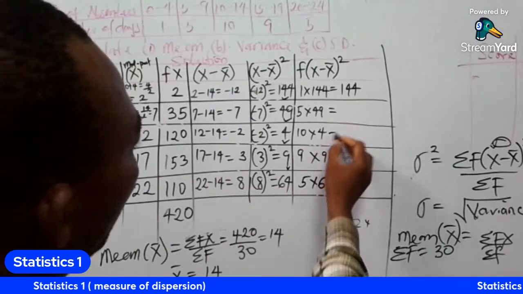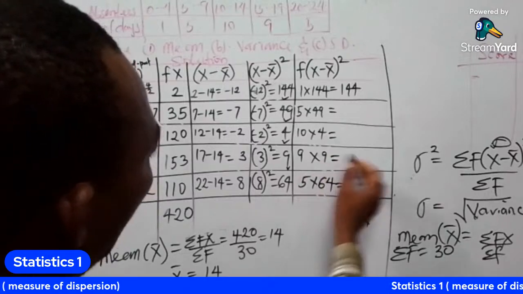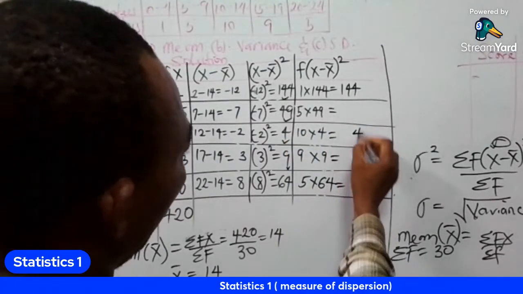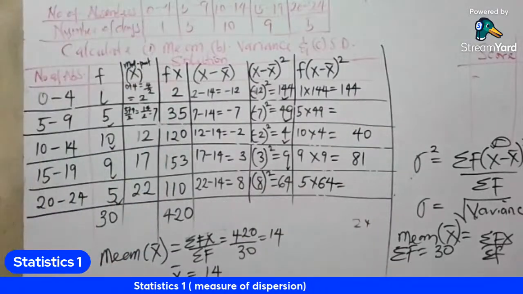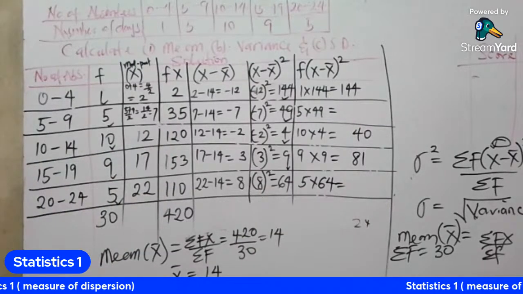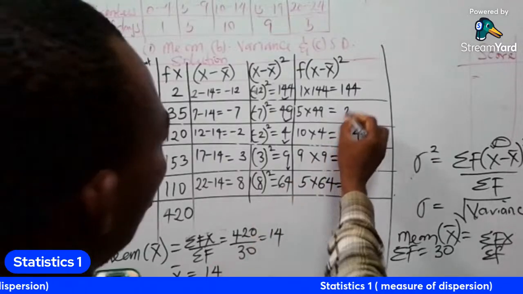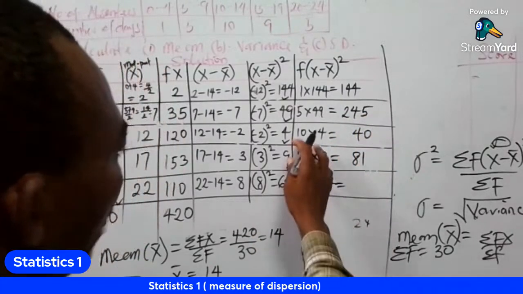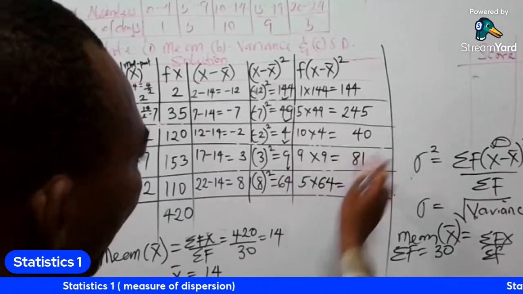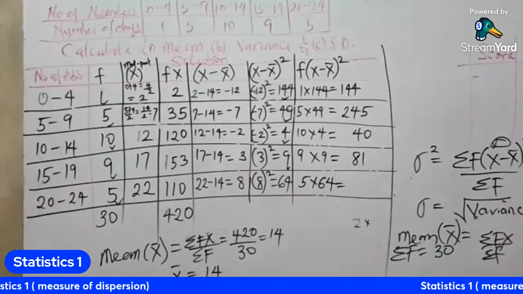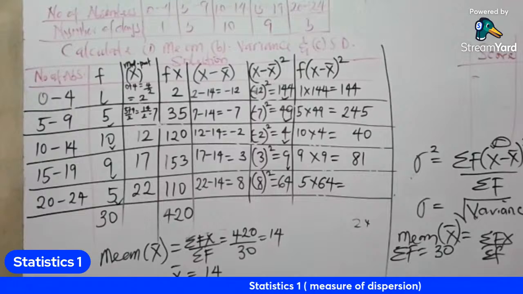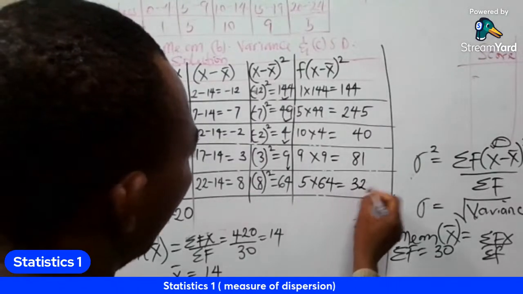So let me calculate this out now. 9 multiplied by 9 is 81. 10 multiplied by 4 is 40. Let me move on to the one you think is big, which is 5 multiplied by 49, and that will give me 245. Then the last one is 5 multiplied by 64, and that will give me 320.